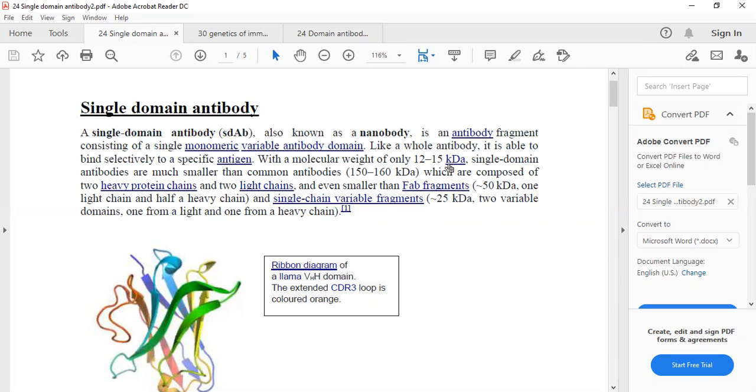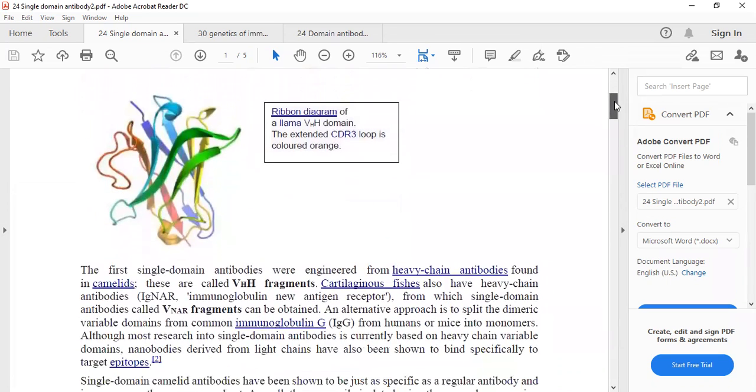It is monomeric and specific for a particular antigen, specifically designed. These are designed for a specific antigen, not for any kind of antigen. This is not a general antibody. And one more important thing is that these antibodies are used in laboratory conditions, so that's why they are designed here.